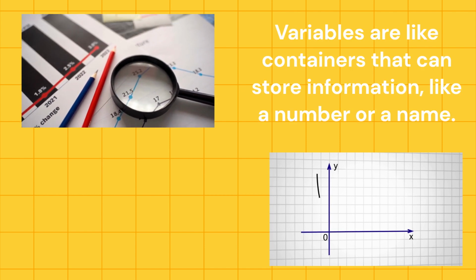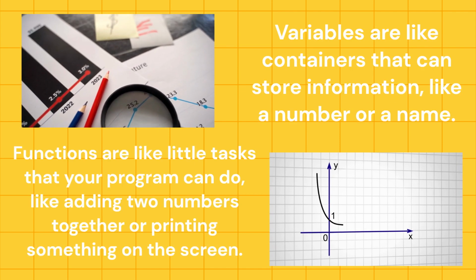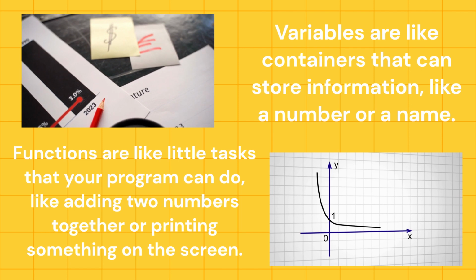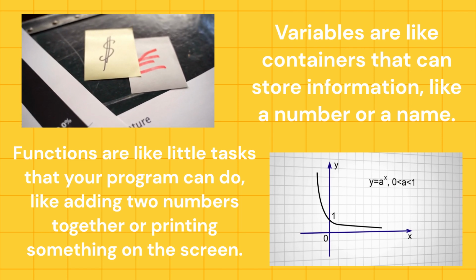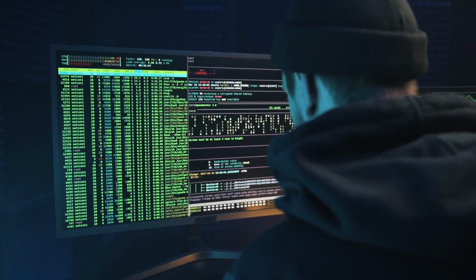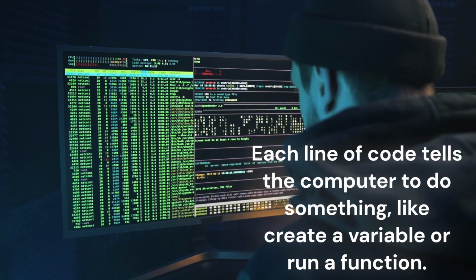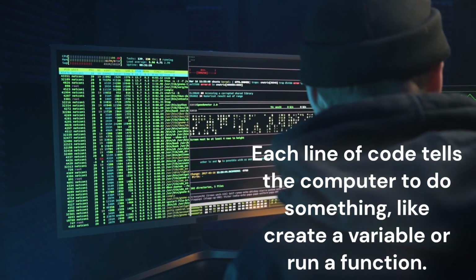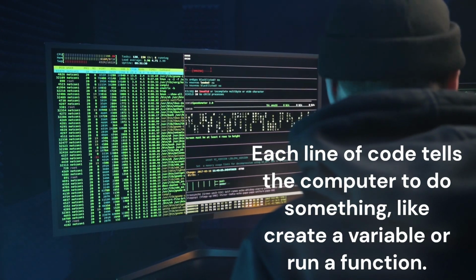In X10, you can create different types of things, like variables and functions. Variables are like containers that can store information, like a number or a name. Functions are like little tasks that your program can do, like adding two numbers together or printing something on the screen. To create a program in X10, you write lines of code. Each line of code tells the computer to do something, like create a variable or run a function.